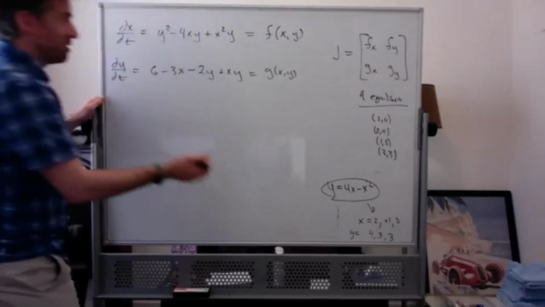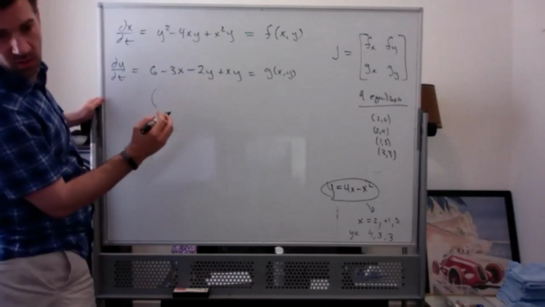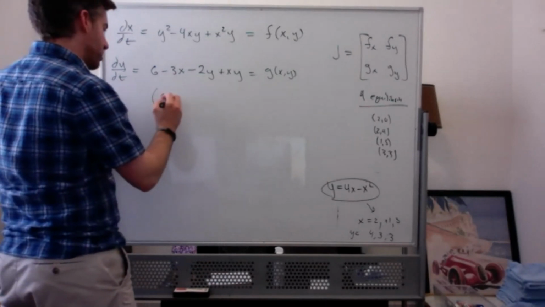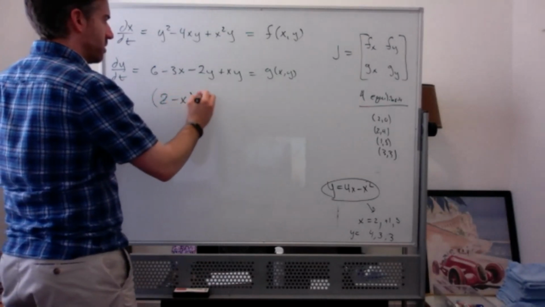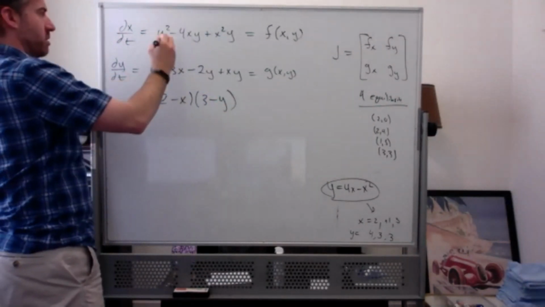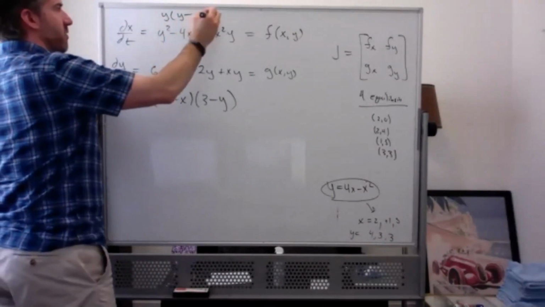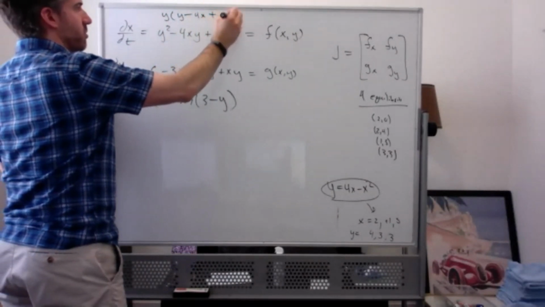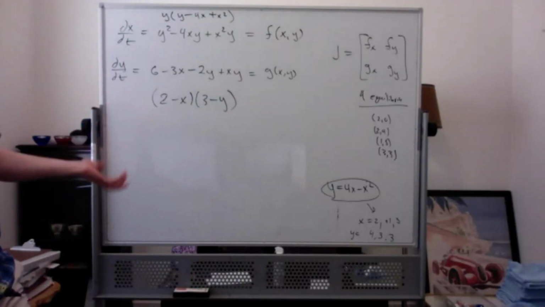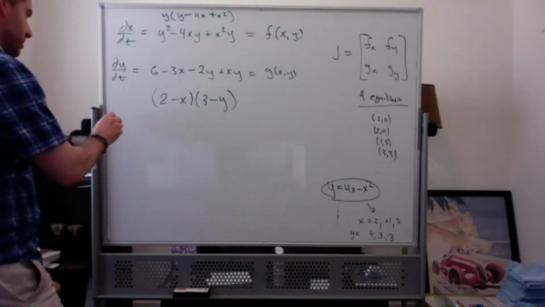So the way I really imagined this equation was this here. This is, what is it? 3, sorry, where'd you go? Yeah. 2 minus x times 3 minus y. And this, not surprisingly, is just y times y minus 4x plus x squared. And so now it's a little bit easier to see what kind of null lines we have. In fact, I want to graph the null lines.